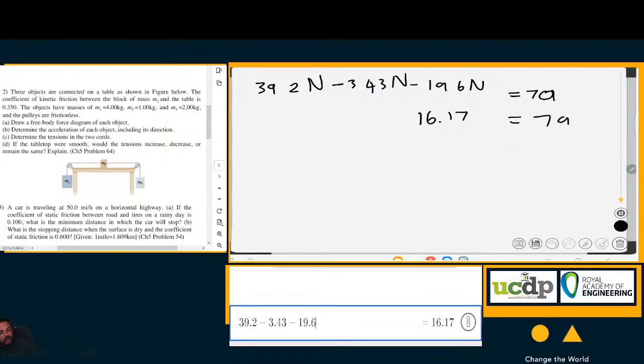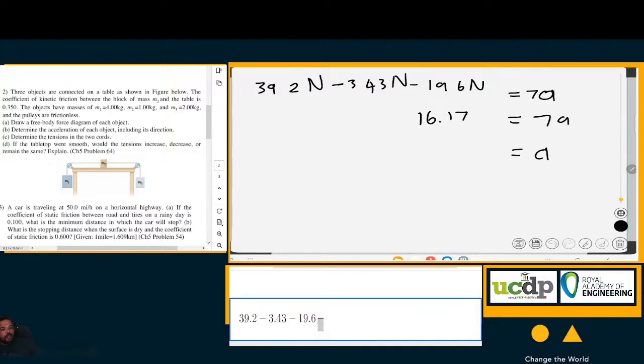Remember that 7 is a mass, 7 kilograms. That means the acceleration is 16.17 divided by 7. That's 2.31. So the acceleration is 2.31 meters per second squared. That is what you should get. That is the acceleration of this entire system.